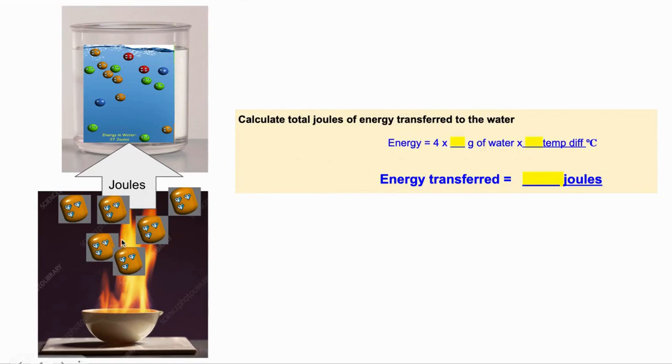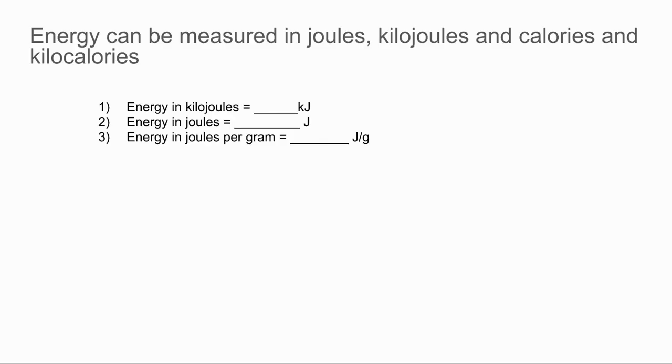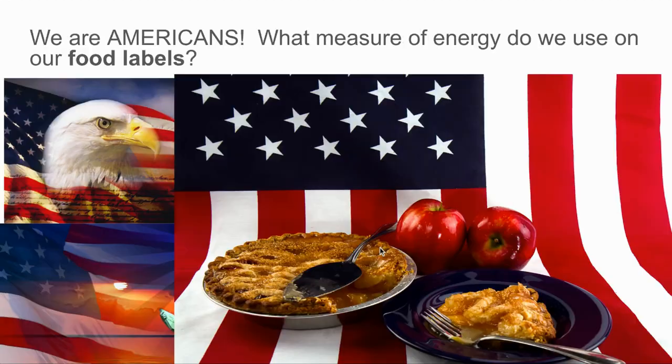This should look familiar. You've used a calorimeter to determine the amount of joules of energy from food, the combustion of food. The joules will be transferred from the food to the water, and we can calculate that in joules. You can calculate energy in joules, kilojoules, calories, and kilocalories.